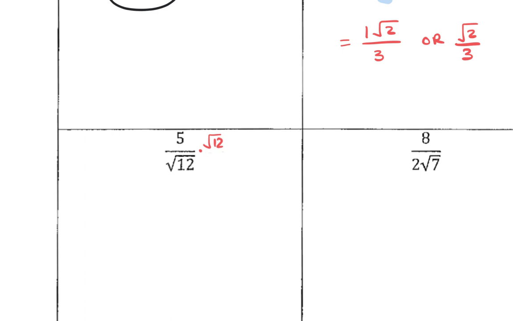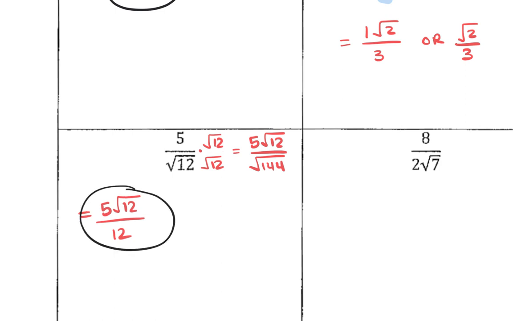Multiply the numerator and the denominator by radical 12. So then I get 5 radical 12 over the square root of 144. So I get 5 radical 12. The square root of 144 is 12. Okay? I cannot simplify 5 and 12, so that's my final answer right there. Hopefully that's what you got.